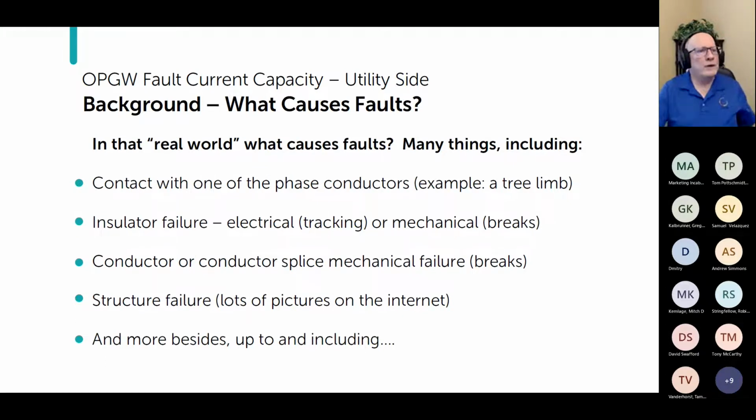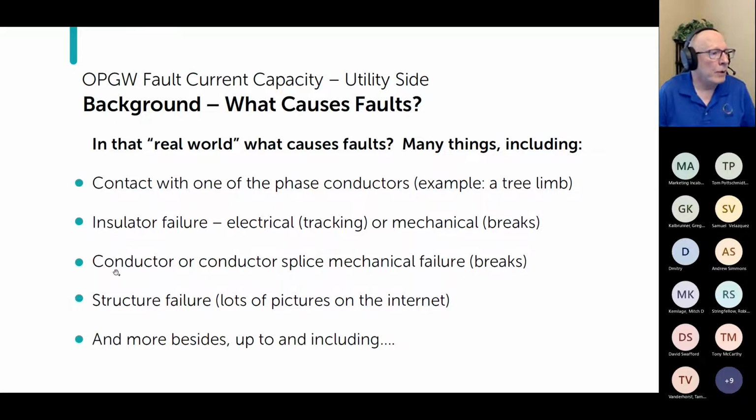So in the real world, what actually causes faults? Well, contact with one of the phase conductors. Like a tree limb can come into contact with a phase conductor and cause a short. An insulator failure, which could be an electrical failure, so tracking. The insulator's insulation has broken down and isn't functioning properly anymore. Or you could have mechanical failure. The hardware fittings of the insulator could break, and the insulator physically pulls apart. That can cause a fault.